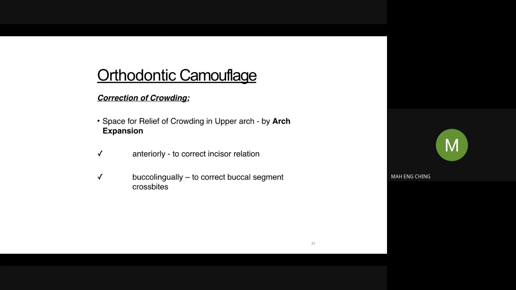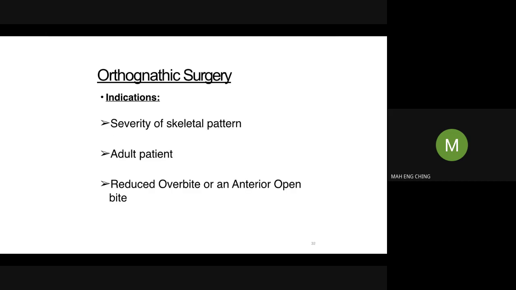So correction of crowding, simple. So let's say not enough space, maybe you extract. So space for relief of the crowding in the upper arch can be done by expansion. So if you expand the upper arch anteriorly, then you can correct the incisor relationship. And buccolingually, then you can correct the buccolingual crossbite. But when you come to severe crowding, sometimes expansion is not enough, then we take out teeth.